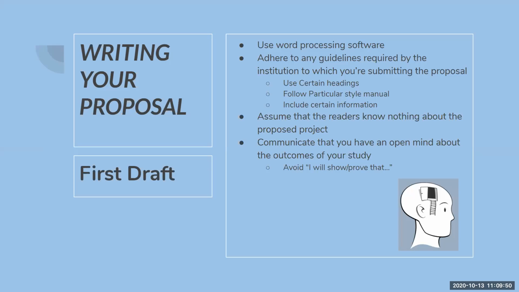Next, we should always be using word processing software and adhere to any guidelines required by the institution to which we're submitting the proposal, by using certain headings, following particular style manuals, and including certain information that the institution requires. We should always assume that readers know nothing about the proposed project and communicate in a way that shows our open mind about the outcome of our study.